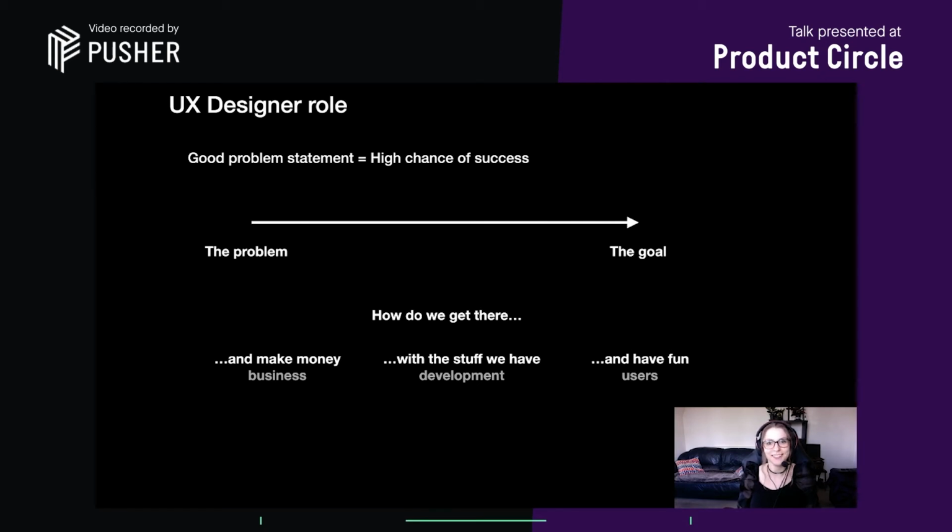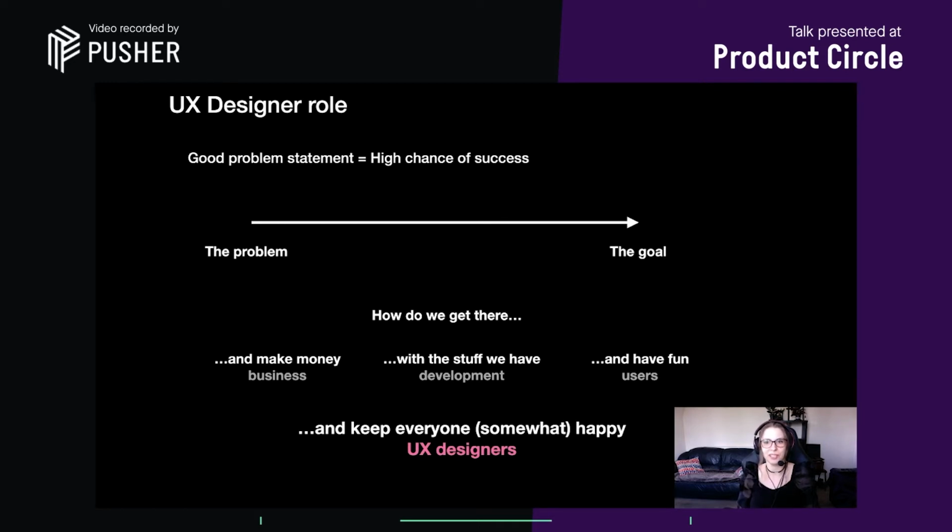Well, having fun is a broad statement, but yeah, that's what users want. They just want a pleasant experience. They don't want to get angry at your product, at your solution. So here we are, UX designers. What do we want? How do we get there? So we want to keep everybody somewhat happy.